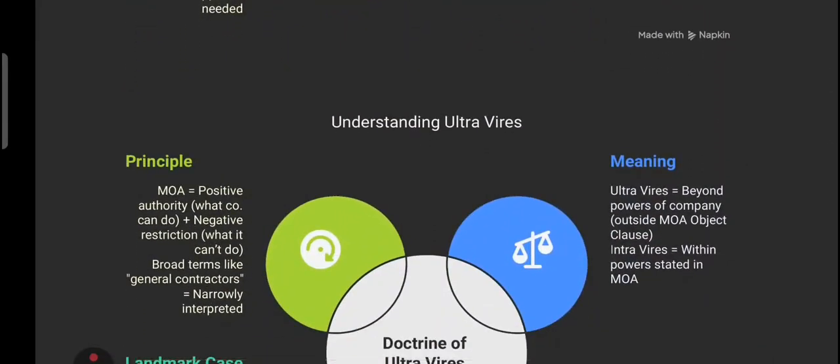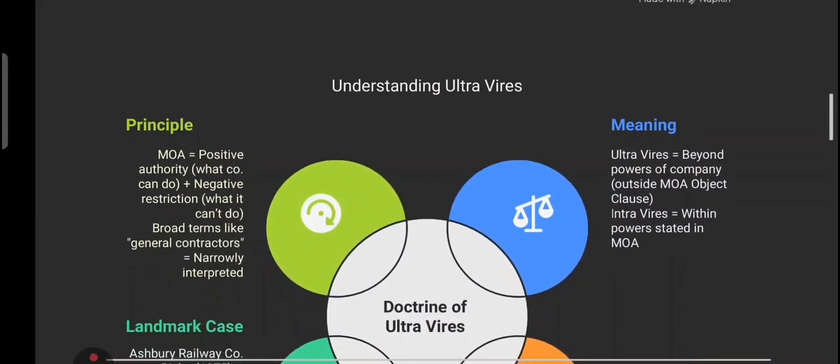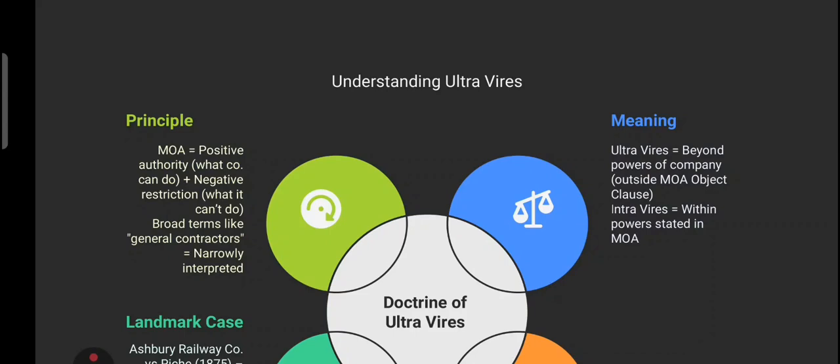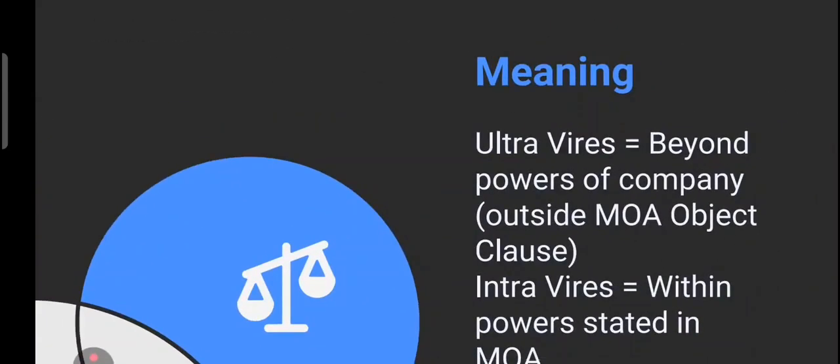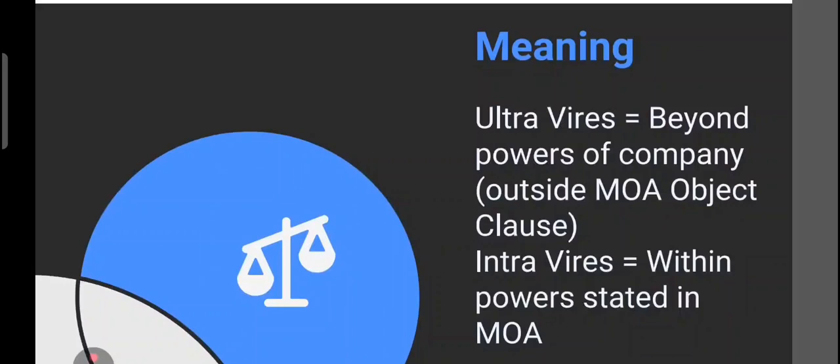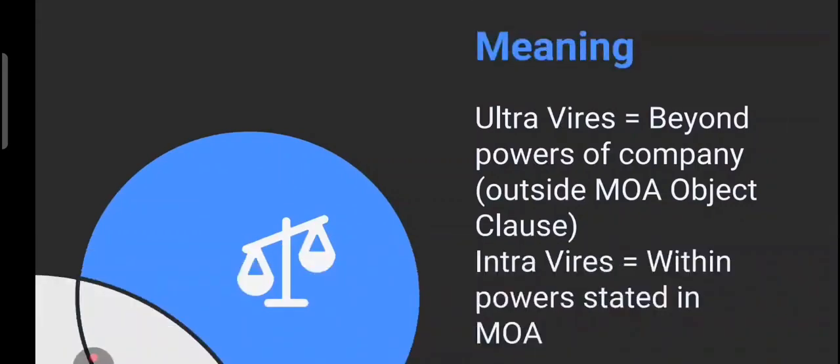Now let's decode a legal term that often confuses many, that is called ultra vires. First of all, let's talk about the meaning on the right hand side. See, ultra vires means beyond the power of the company. Actions that are outside what is written in the company's memorandum of association.